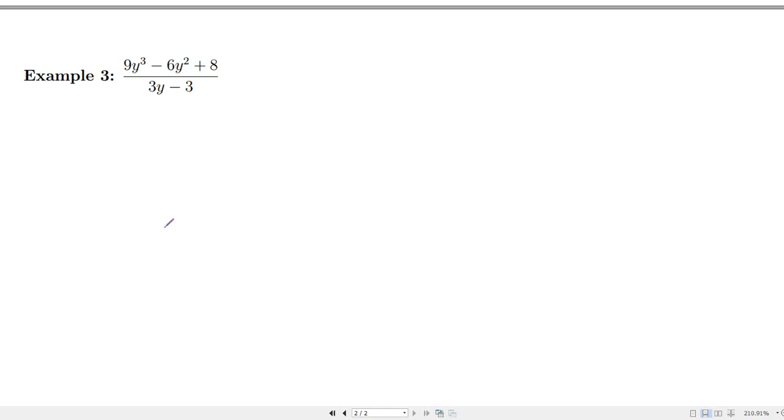For our last example, let's divide this cubic by this linear polynomial here. So 3y minus 3 divided by. Okay, now notice that the terms are in descending order, right? So 9y cubed minus 6y squared. But I'm going to leave a little bit of space because you notice that the y term has a coefficient of 0. So I'm just going to leave some space there.